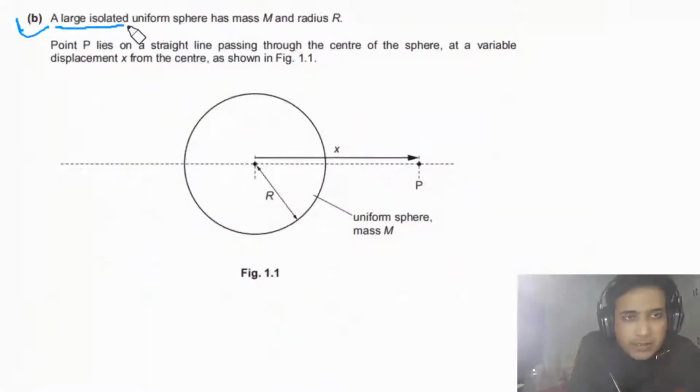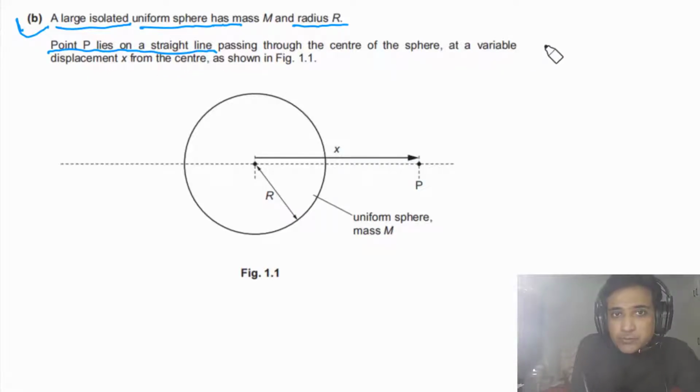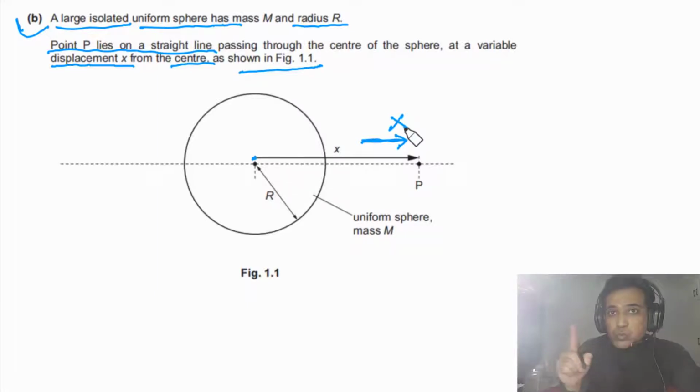Part B says a large isolated uniform sphere has mass capital M and radius capital R. Point P lies on a straight line passing through the center of the sphere at a variable displacement x from the center, as shown in figure 1.1. Variable displacement. So this is our initial position and this is our final. So this is the direction of displacement. Very important: the direction of displacement is to the right.